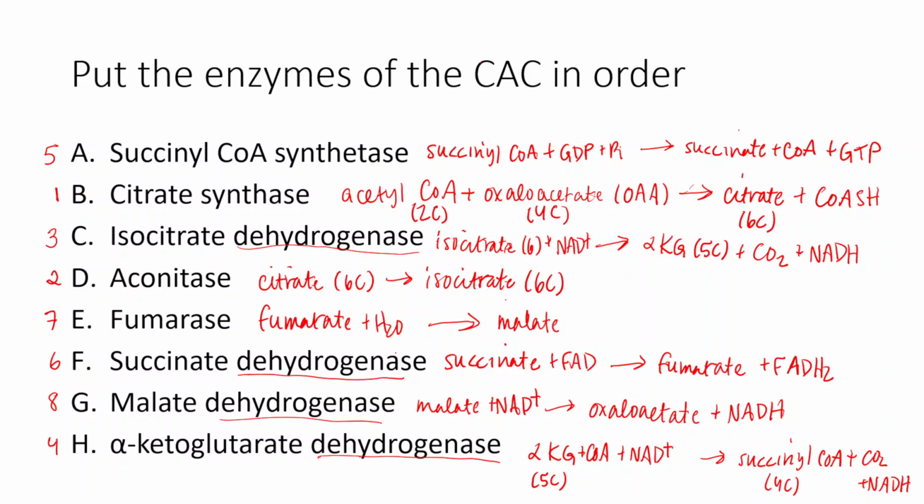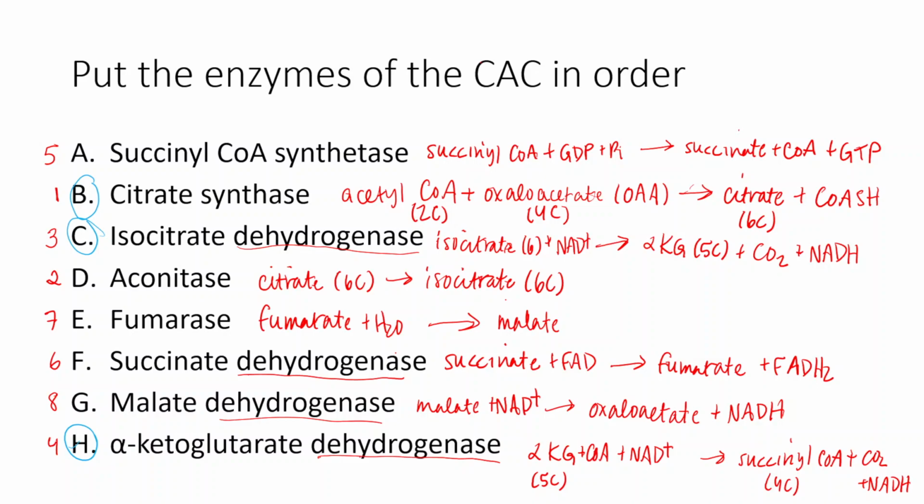So of these 8 enzymes, which ones are the regulated steps? Yeah, citrate synthase is one. Sorry, I'm just changing colors here. Yes, isocitrate dehydrogenase. And yeah, alpha KG. Yeah. So these 3 that I just circled are the regulated ones.